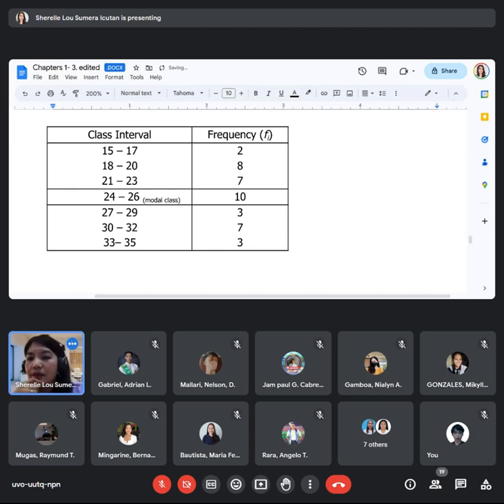Ako ha? Yes, Angelo? Okay. Other questions? Okay na tayo? So, yun lang yung hindi ko na-discuss sa chapters 1 to 3 or doon sa mismong measures of central tendency and location. So, let's move on to the measures of dispersion and shape.